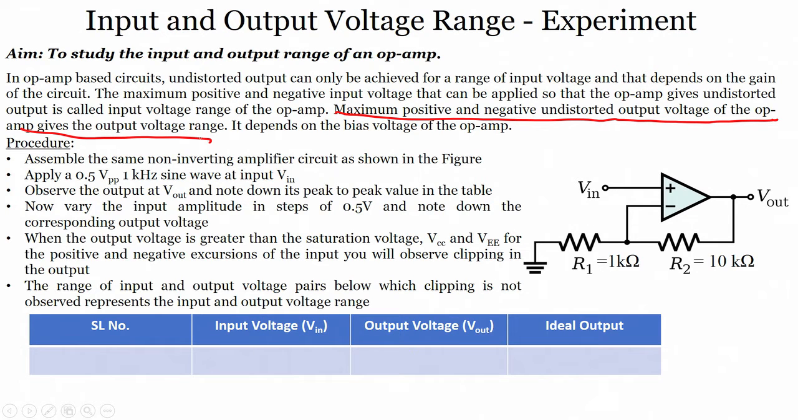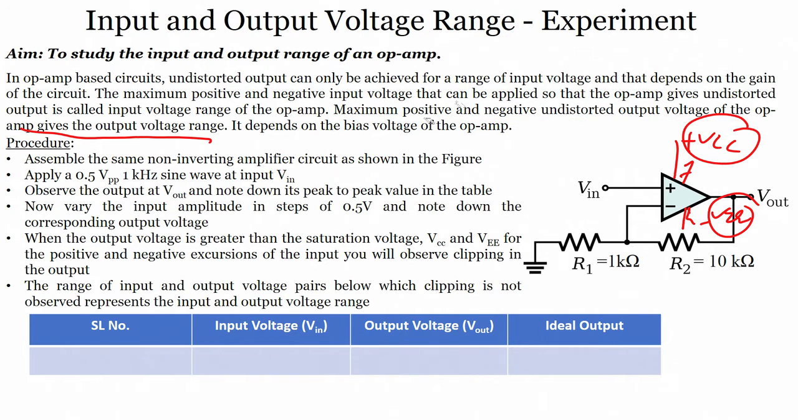So, easy, right. That means what does it depend on? It depends on nothing but the bias voltage of the operational amplifier. That means whatever bias voltage we are giving to pin 7 and pin 4, plus VCC and minus VEE, the output and input voltage range depends on this particular voltage, alright. So, for understanding this input and output voltage range, this is the procedure.